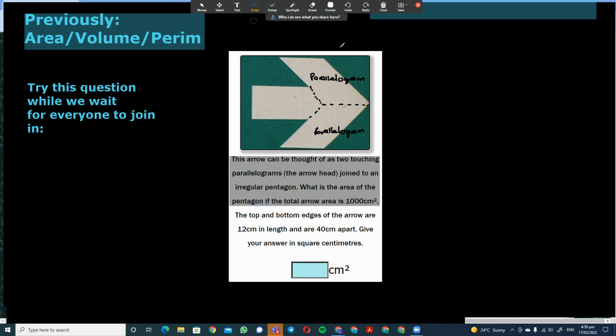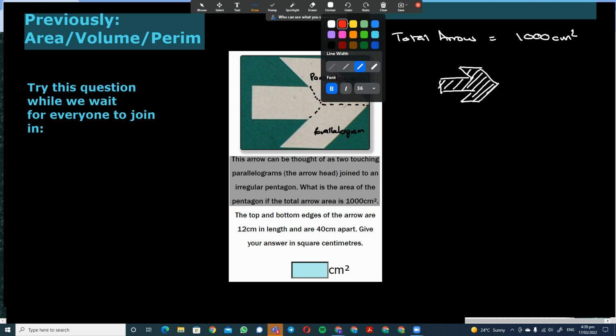So let's get some information. The total arrow is equal to 1000 centimeters squared, and that's the entire arrow, all the way through like that. Okay, so that's going to be 1000 centimeters squared. All right, did I say cubed? I mean squared. The top and bottom of edges.